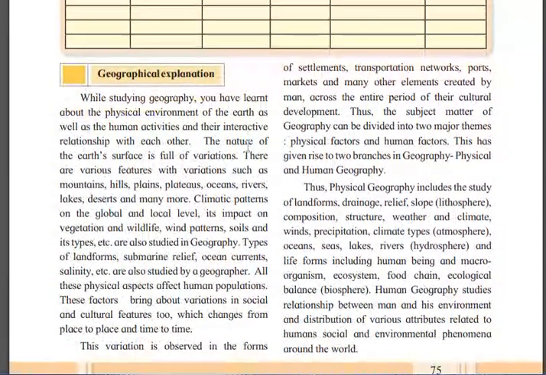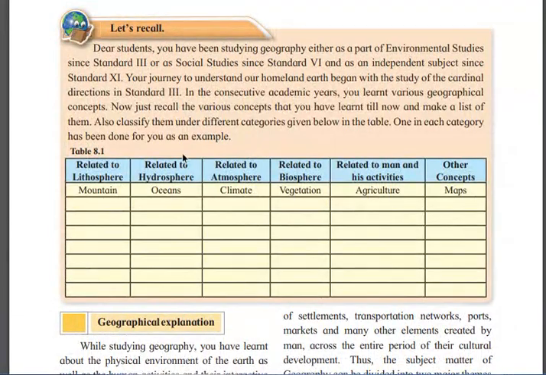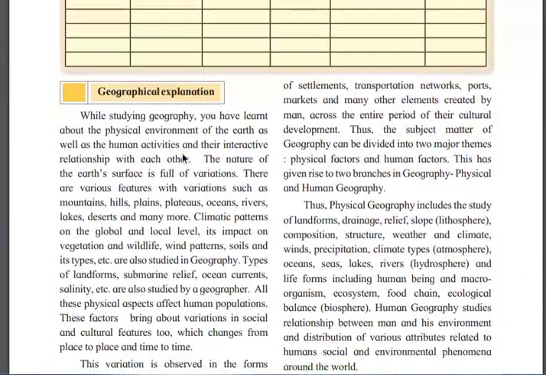Right, let's directly come to the geographical explanation. While studying geography, you learn about the physical environment of the earth as well as the human activities and their interactive relationship with each other. Obviously, whenever we study geography, we try to understand the relationship between the physical environment and the human, and what kind of interactive relationship there is.